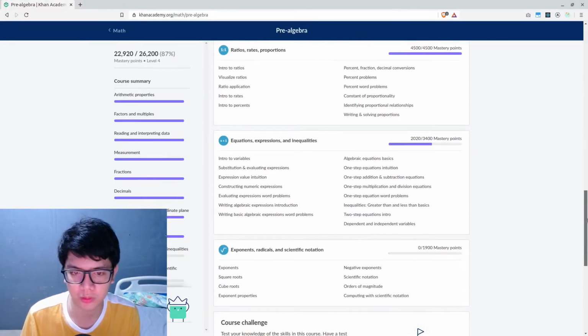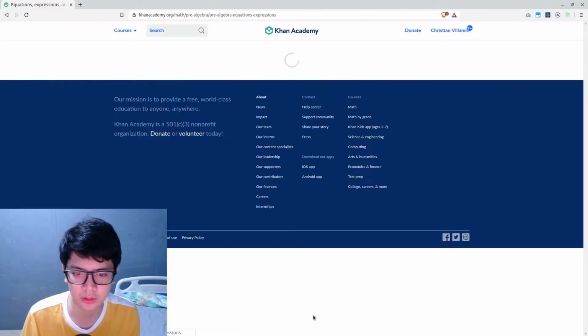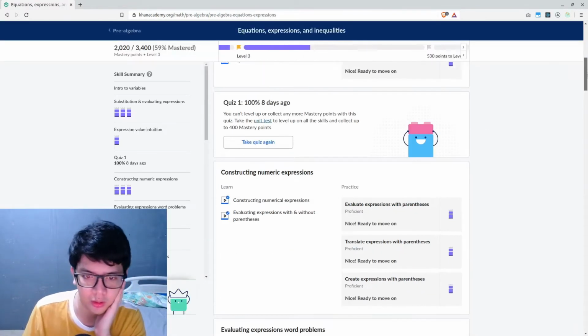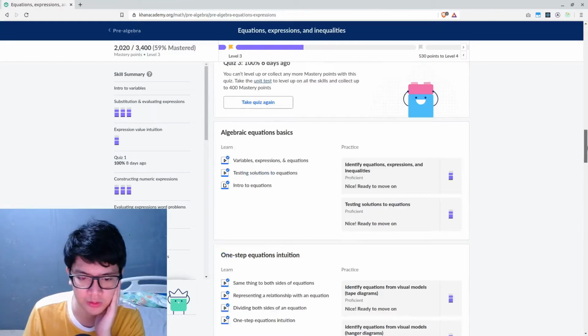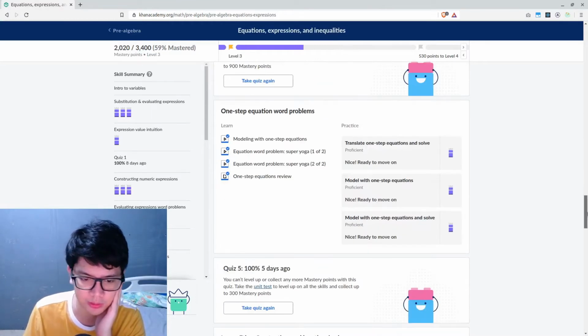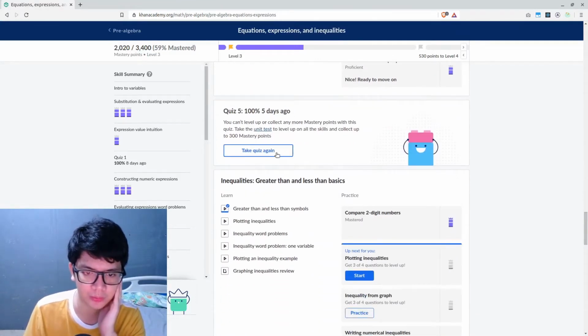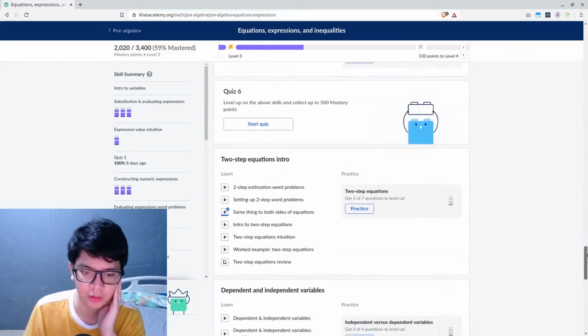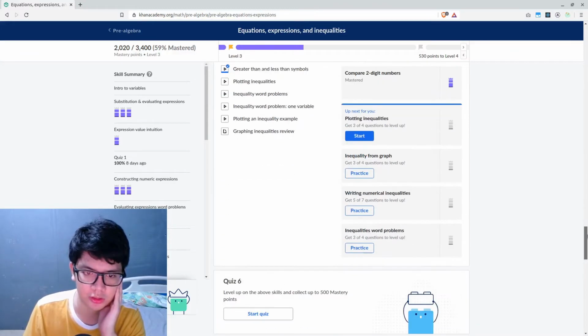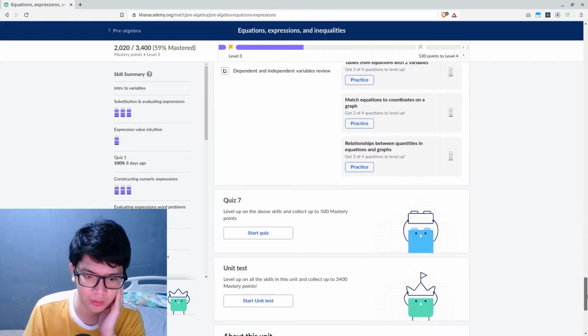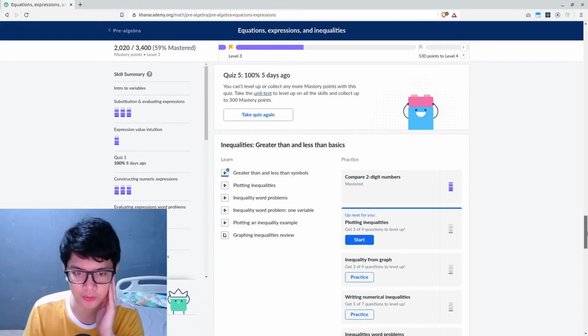Supposedly I'm going to finish this section because I think there's only quiz 6 and 7 left, and then the master test. Yeah, quiz 5 take quiz again, so yeah, we're done. We're actually in quiz 4 for this part. Yeah, let's do all of this today.